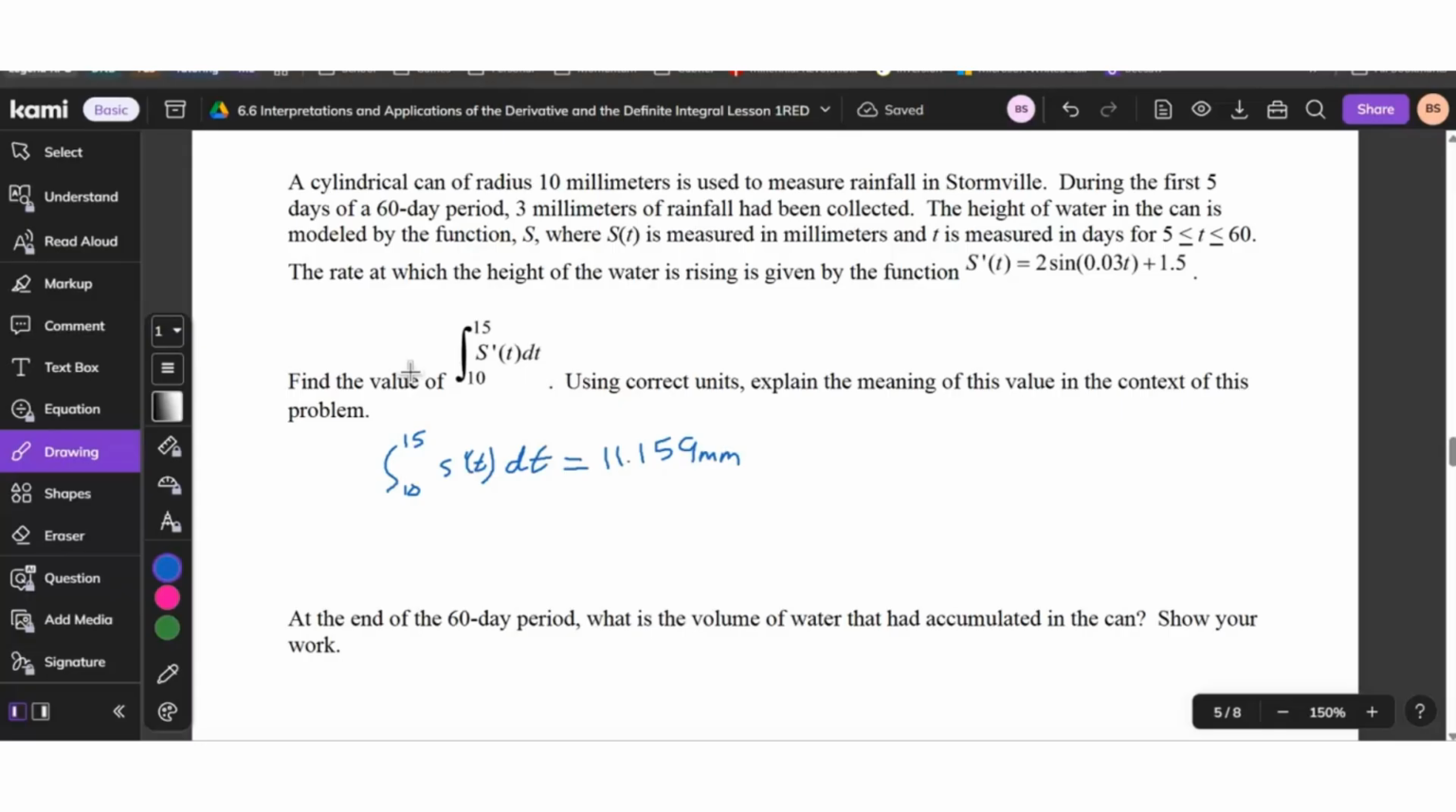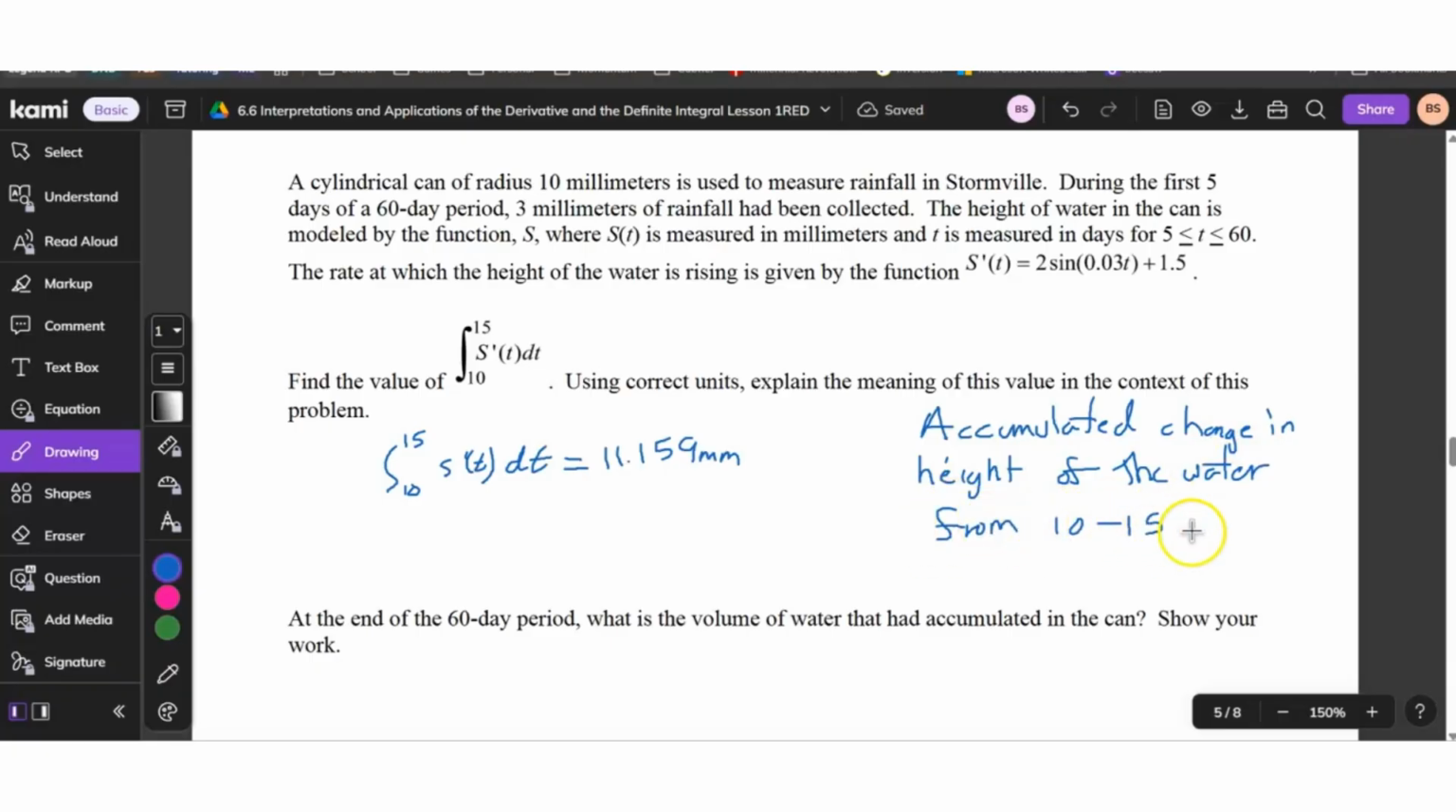Good. All right, what does this represent? If I'm integrating the rate, the change in volume from 10 to 15, right? So the word that we should get really used to is the accumulated change in height, because they're going to use that accumulated change terminology on the AP exam. I gave it to you when we first learned the fundamental theorem of calculus. So it's the accumulated change in height of the water from when to when. Good. From 10 to 15, measured in days.